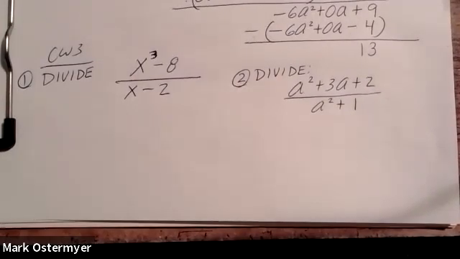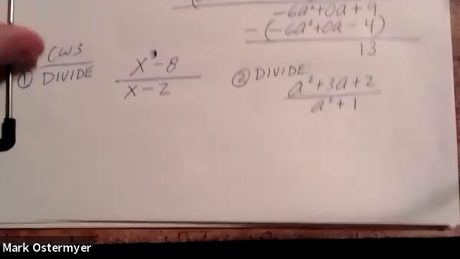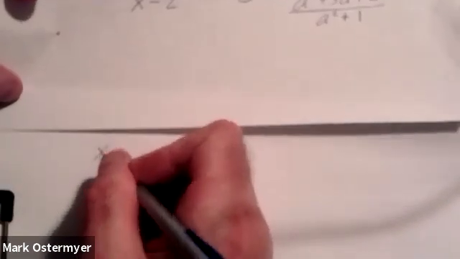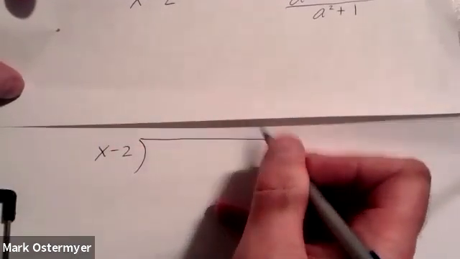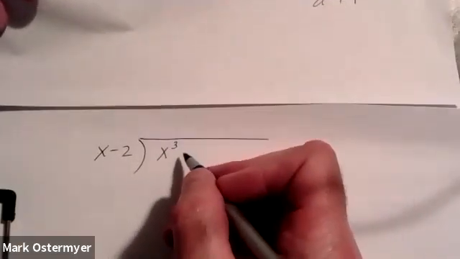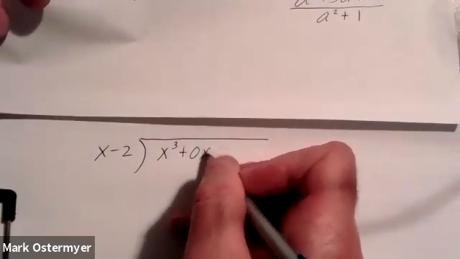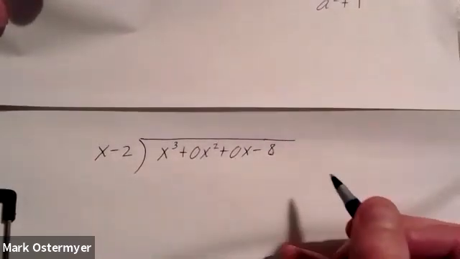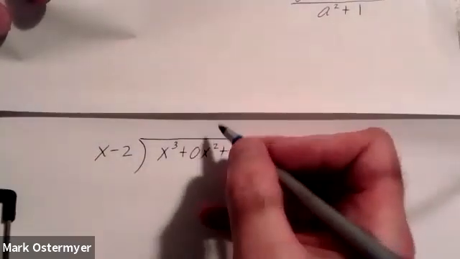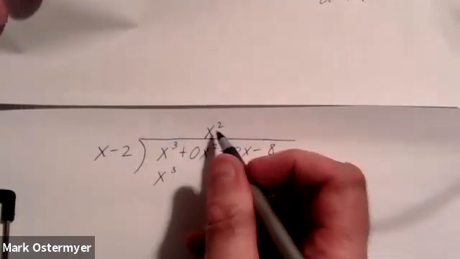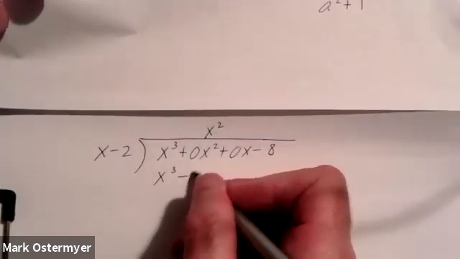Okay, let's see if we got the first one. Anybody get the answer for the first one here? You've got to put some placeholders in for the dividend here: x cubed plus 0x squared plus 0x minus 8. Hopefully you put the placeholders in. x divides into x cubed x squared times. x squared times x is x cubed. x squared times -2 is -2x squared.